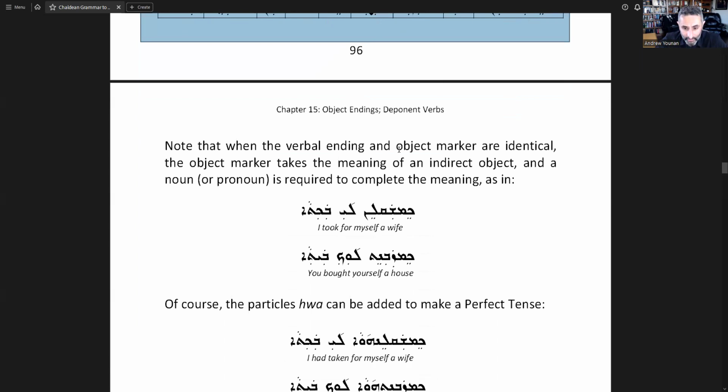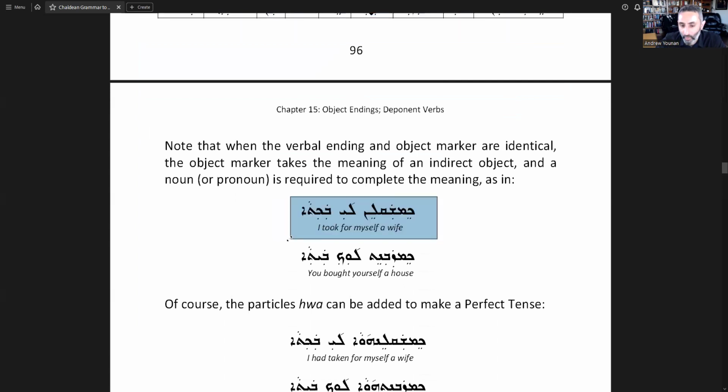Note that when the verbal ending and the object marker are identical, the object marker takes the meaning of an indirect object and a noun is required to complete the meaning. As in, Kim shaqlinni bakhta, I took me a wife. I took for myself a wife. Kim zabnit, Kim zonittuch betha. You bought yourself a house.